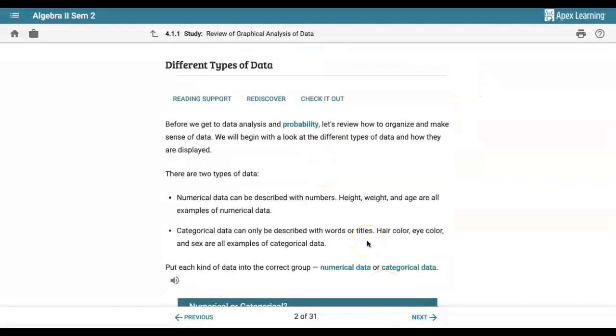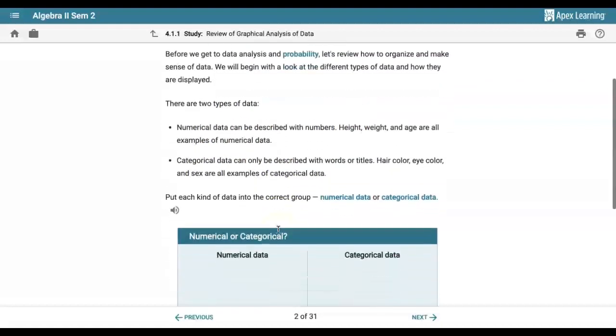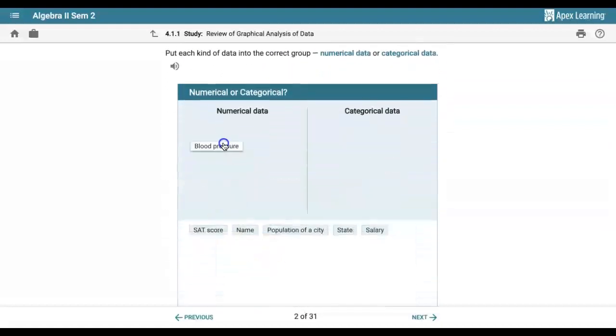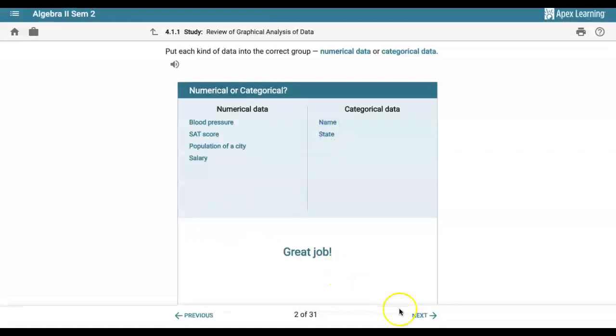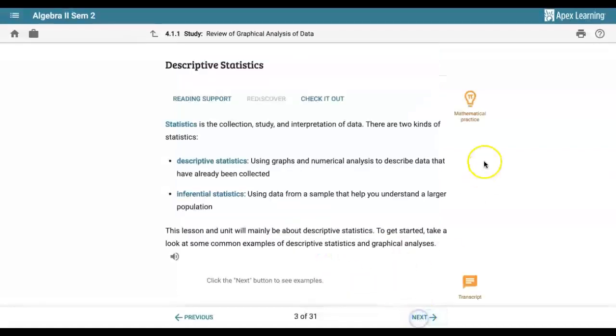Okay, so again, there's two types of data here that we will really talk about: numerical data and categorical data, right? So numerical data deals with numbers, period. All right, categorical things deal with words or titles. So again, something like height is numerical, whereas hair color is categorical. So blood pressure can be a number, SAT score can be a number, population of a city can be a number, your salary is a number. But things that are categorical would be your name and your state, right? Those are a couple other examples here.